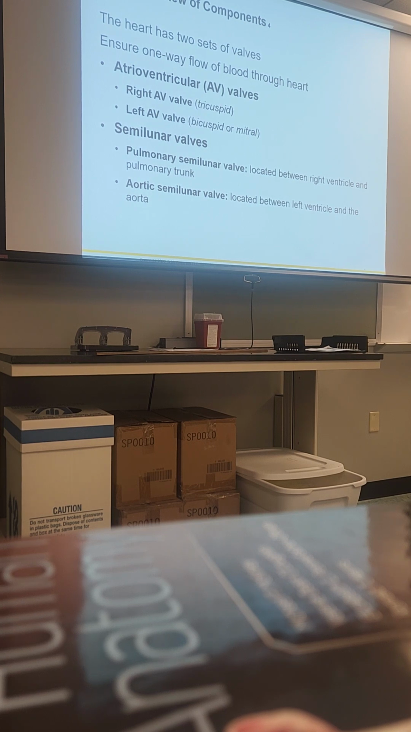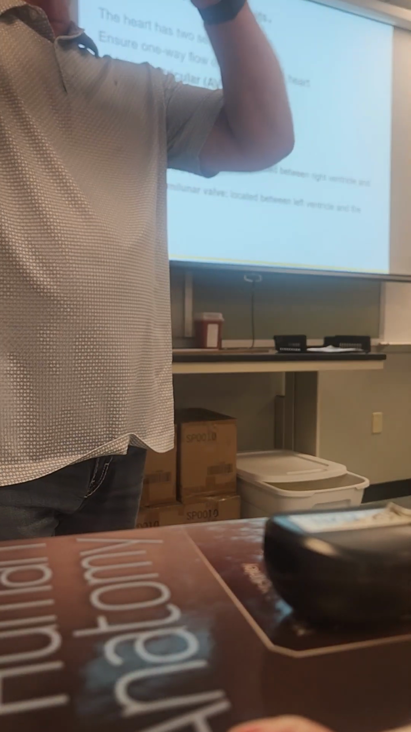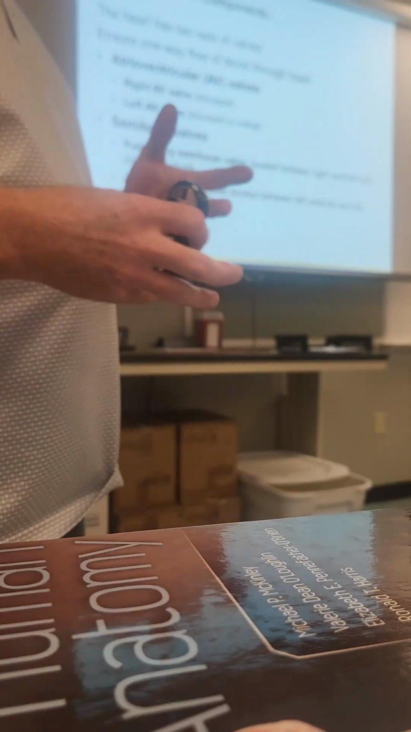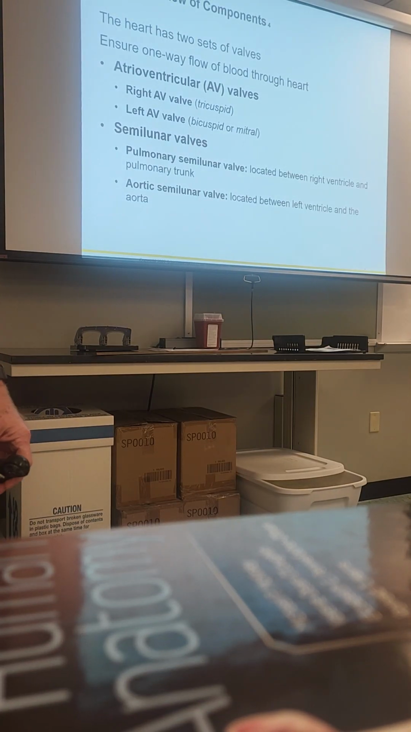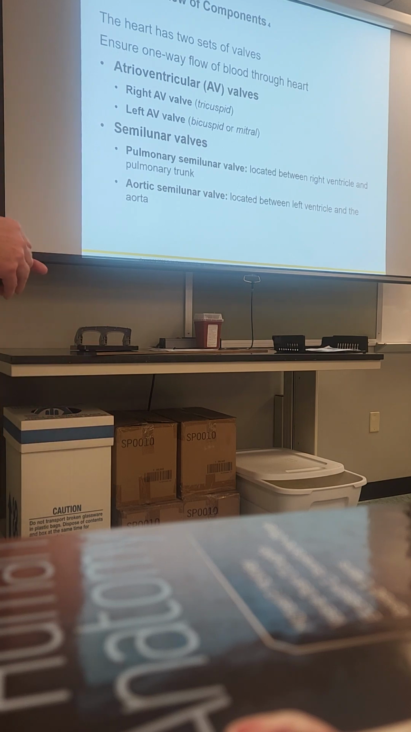Then we're going to look at two more sets of valves that sit on the vessels that the blood leaves the heart through, and that's going to be the aorta and the pulmonary trunk. Those are called semilunar valves because of their shape. They look like a crescent moon when you see them from an angle. Now, the names of those valves are very simple. If you're looking in the pulmonary trunk, we call them pulmonary semilunar valves. If we're looking in the aorta, we call them aortic semilunar valves. All right, so their names should not be too tricky.